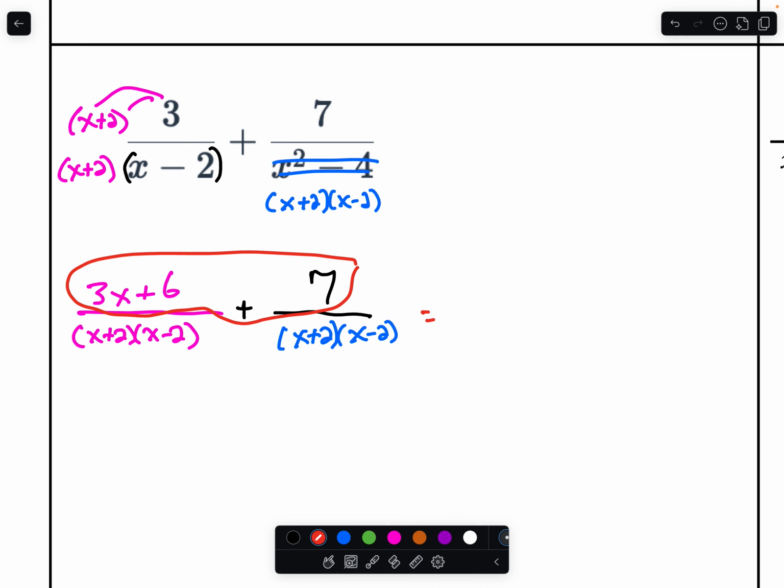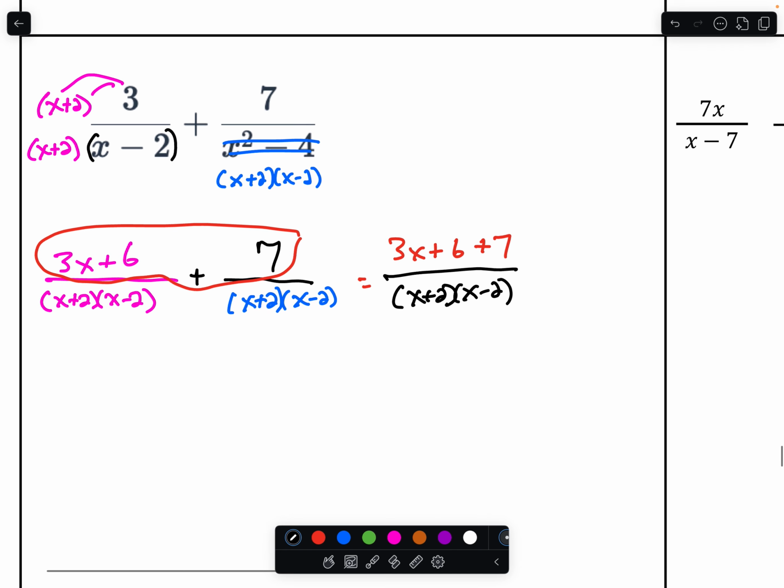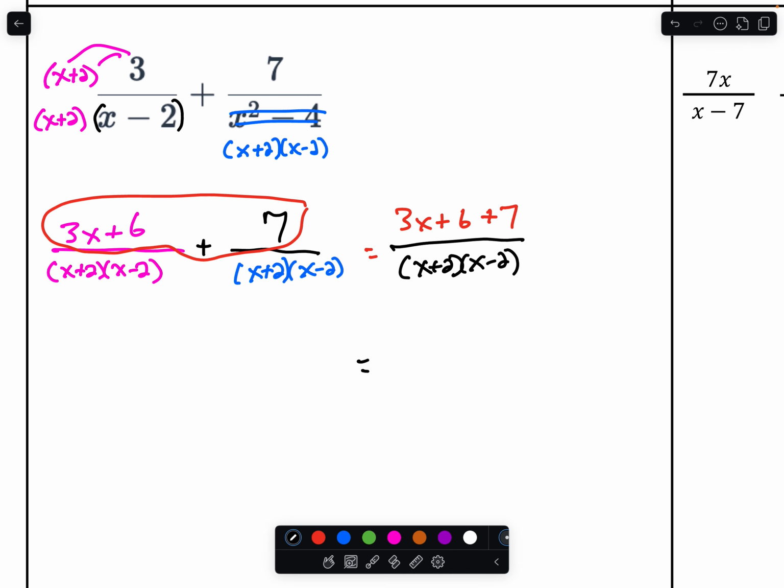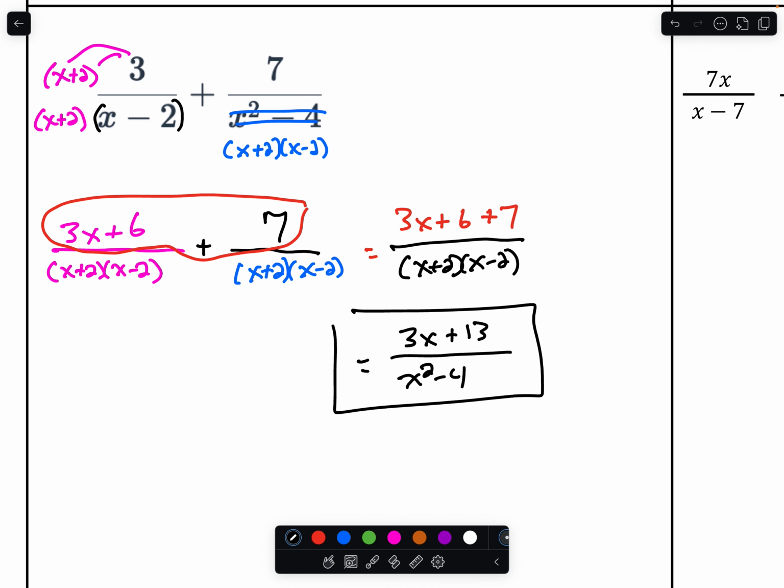So if I go ahead and do that, I'm going to get 3x plus 6 plus 7. I'm going to list that all out. And in the denominator, we're just going to combine and get x plus 2 times x minus 2. And last but not least, if you really want to be fancy, make sure you put everything in standard form. So I'm going to have 3x plus 13 in the numerator. You could leave the denominator as x plus 2 times x minus 2, but let's put it back into standard form. And there we go, that's a simplified version.